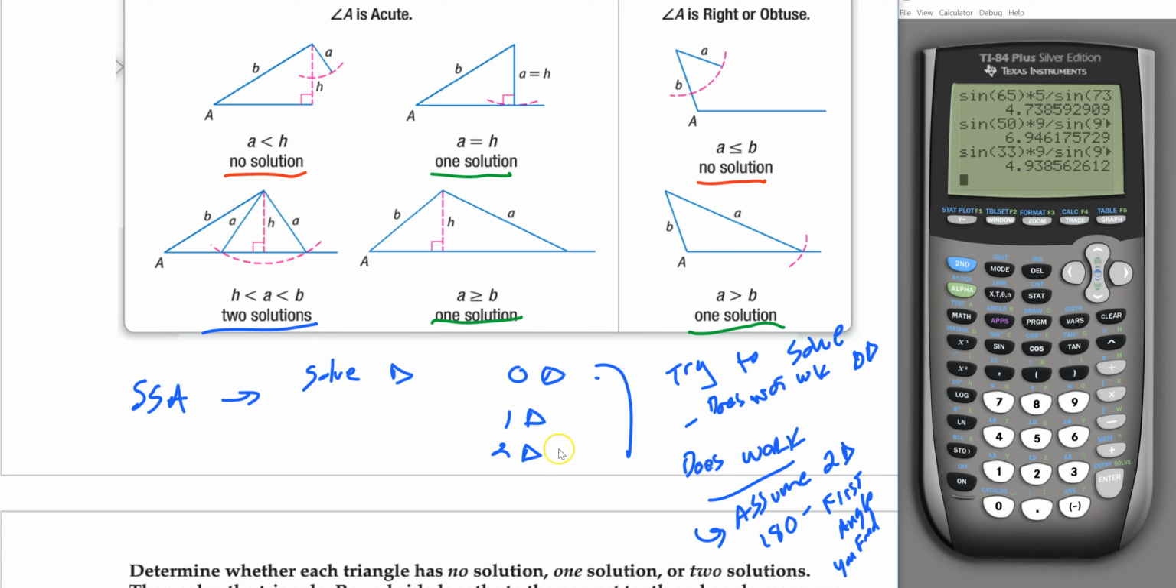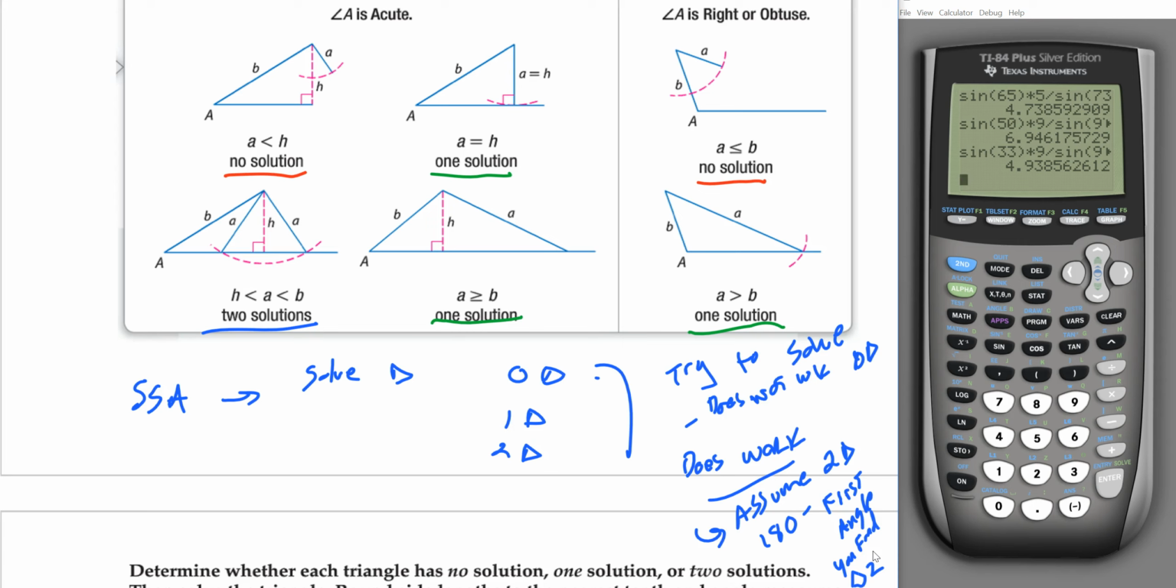1 and 2 triangles work kind of the same way. If it does work, you assume there's 2 triangles. So you take 180 minus the first angle you find, and that's going to be your second triangle. That's triangle 2. If you try to solve triangle 2 and it doesn't work, you only have 1 triangle. If you try to solve triangle 2 and it does work, then you have 2 triangles. And that's the general idea.